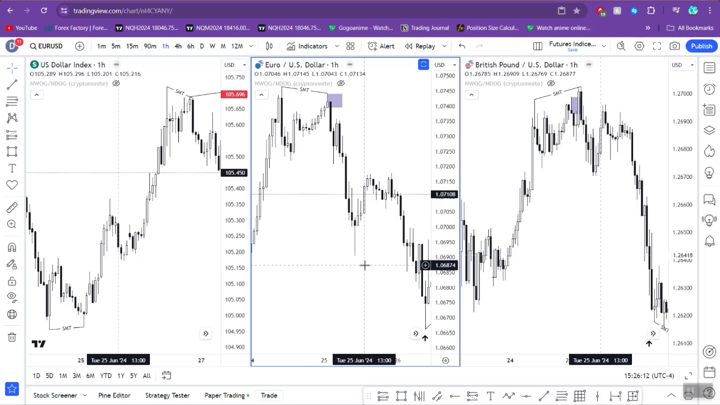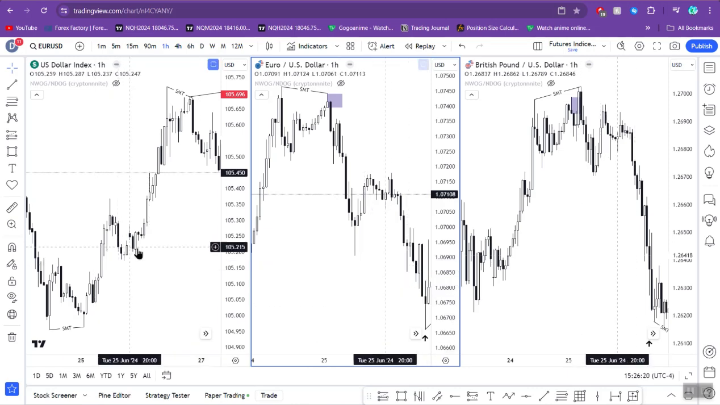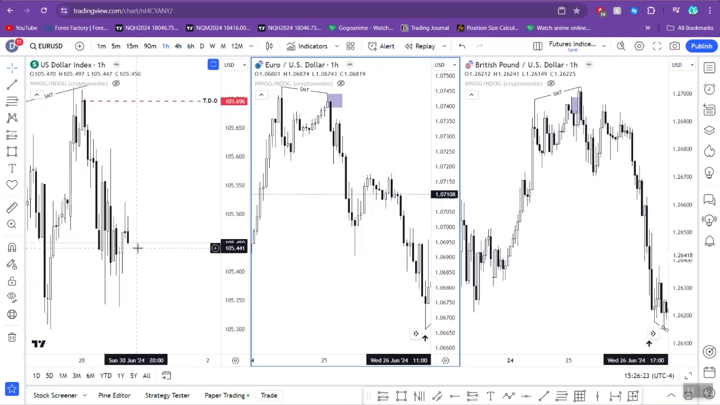So that's that. But at the end of the day, it's SMT divergence, and there's many things that can be said about this, but this is the basic introduction to SMT divergence, right? I hope this makes sense to everyone. If you have any more questions, in fact, let me give you guys a bonus, right?